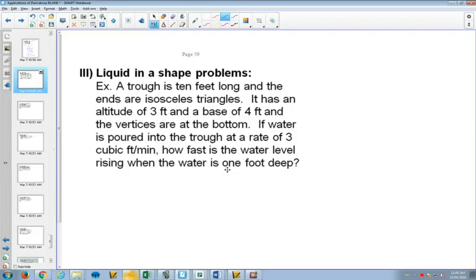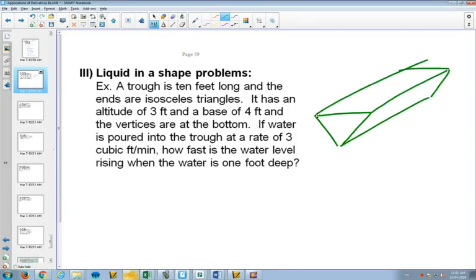So the first thing that you kind of have to be somewhat good at in this unit is being able to visualize and draw what you just read. So we've got an isosceles triangle, 10 feet long. Whoa, there we go. There's our trough. It's getting filled with water.